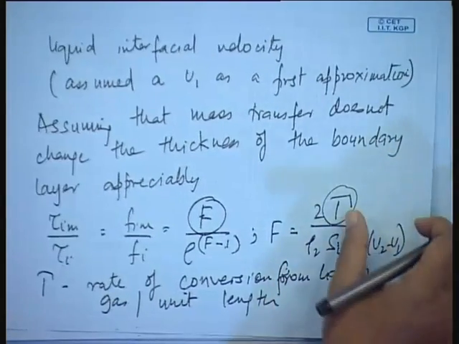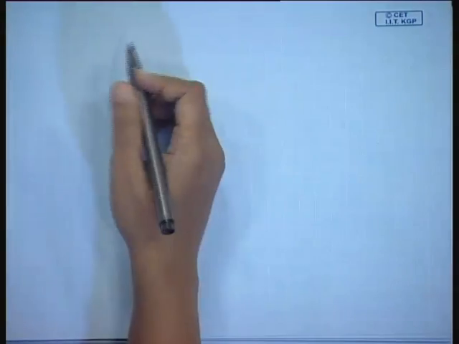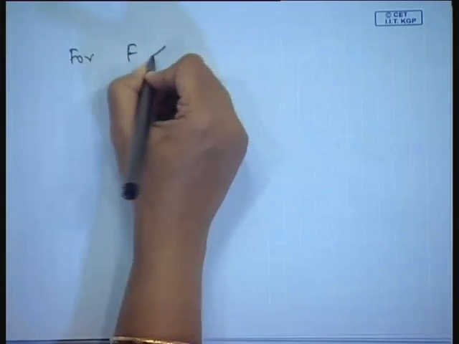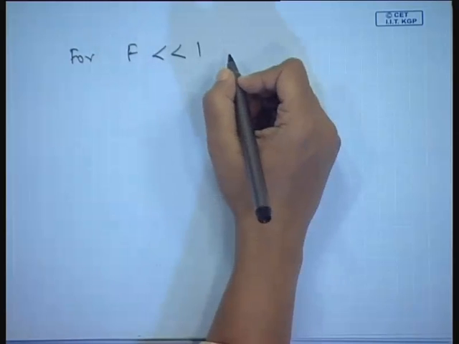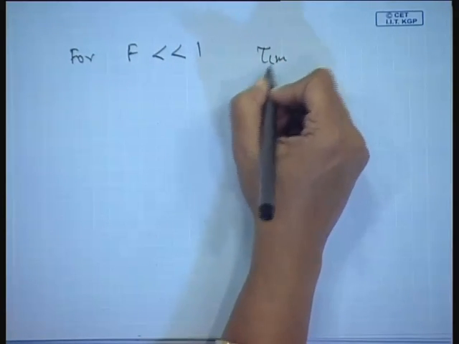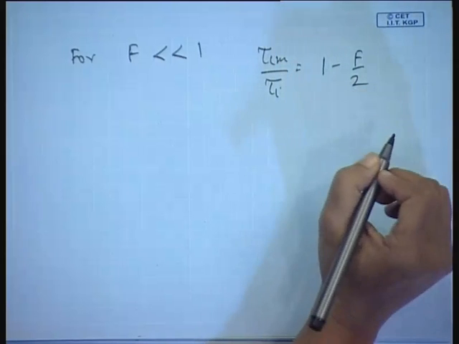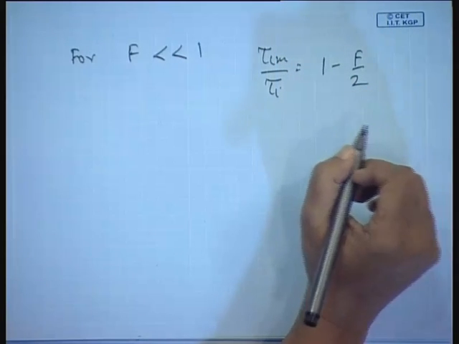Now, this gamma can be expressed, if it is condensation or vaporization, then naturally in terms of heat fluxes, etc. If it is mass transfer, then accordingly we have to express it. Now, we know that for f much less than 1, tau im by tau I can be expressed as 1 minus f by 2.